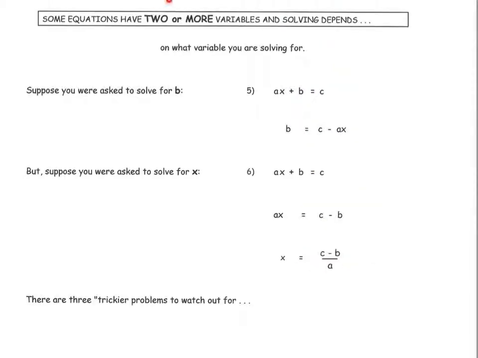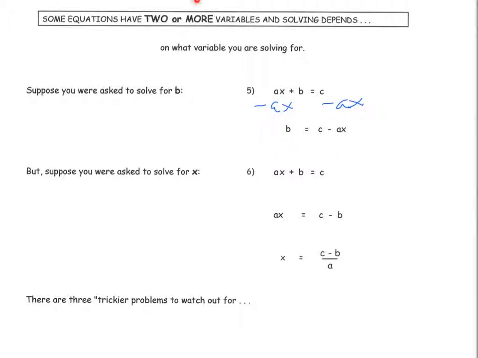But what if an equation has two or more variables in the same equation? Then they have to tell you which variable you want to solve for. Suppose you had ax plus b equals c, and you are asked to solve for b. We're going to do the same thing we did on the previous page. We're going to subtract ax from both sides. That removes ax from both sides and gives us that b is equal to c minus ax.